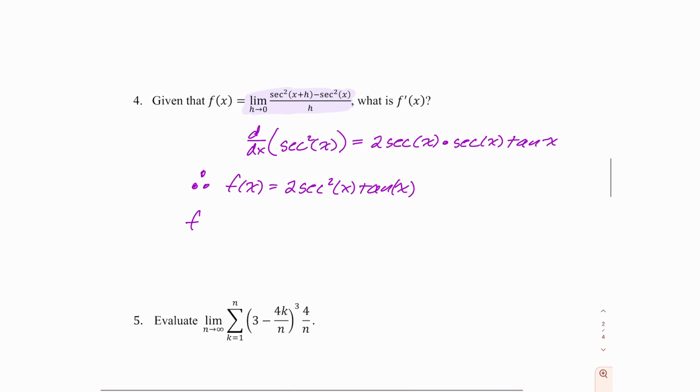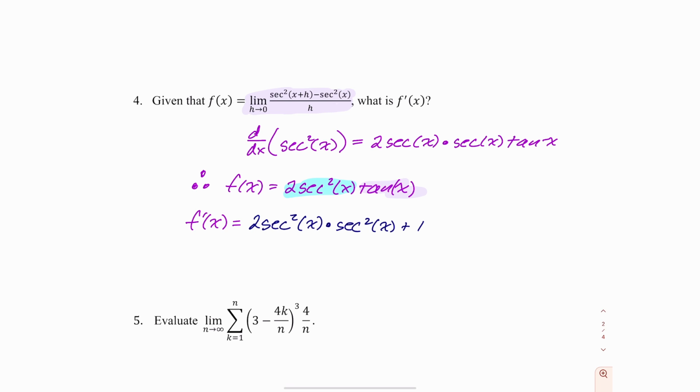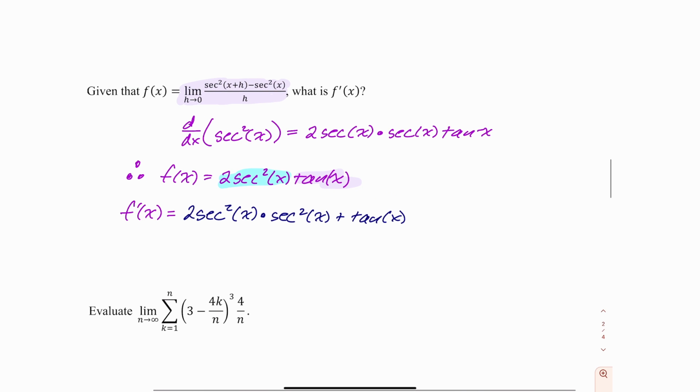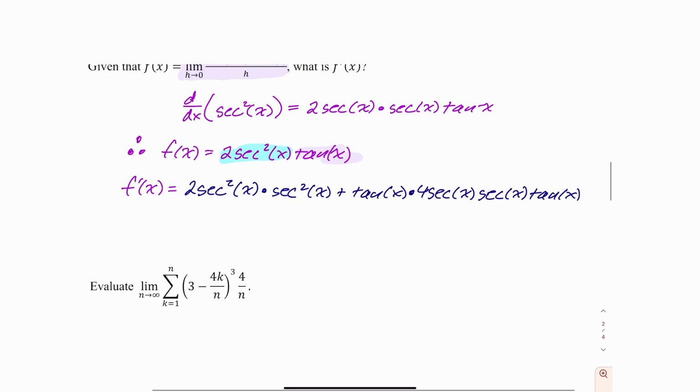So f prime of x is going to be really messy, and maybe I didn't think about that when I wrote the problem. So I'm going to go first and then second, right? So first, changing colors apparently. Derivative of the second, derivative tangent of secant squared, plus second, derivative of 2 secant squared is going to be 4 secant times the derivative of secant, which is secant tan. Let's see how this cleans up, if at all.